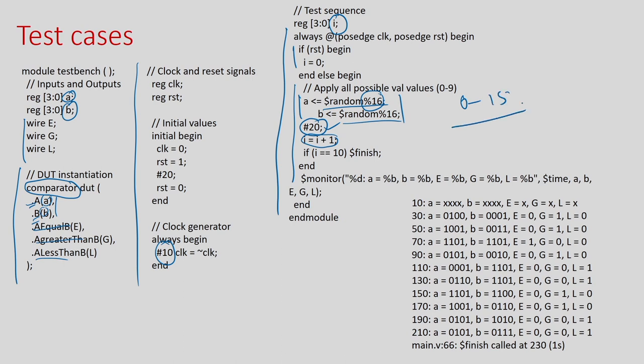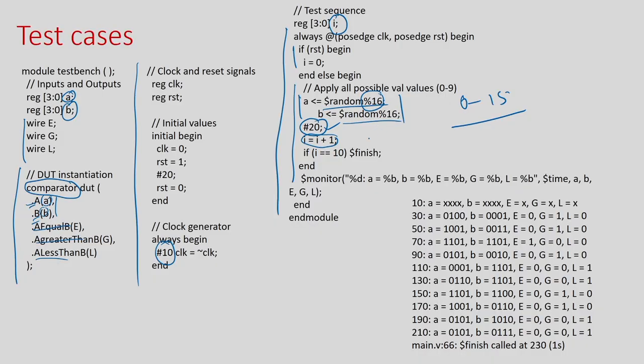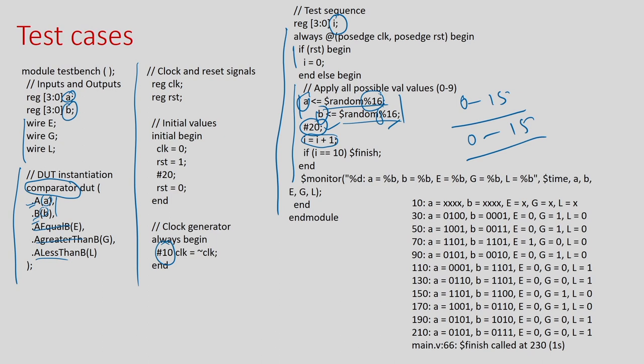Right? Because my A is 4 bit, I will expect the value from 0 to 15. Similarly, I take a random number which may be 32 bit, I do a modulo 16, that means my value will be 0 to 15. So, I get 2 random values A and B. Since A and B are connected to the A and B ports of this module, these values will go into the comparator and the corresponding output, equal, greater than or less than, will come.